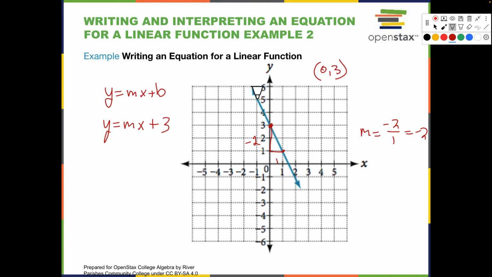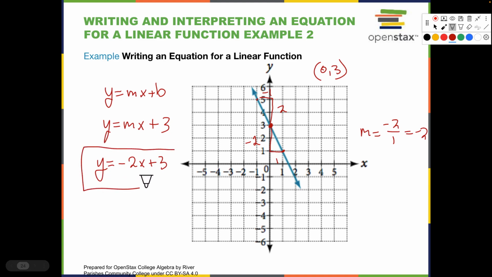We could have chosen any point, and we'd come up with the same thing. We could have chosen this point up here. It went up 2, but then back 1, so it's 2 and -1. You'll see you'll get the same slope. So our equation is y equals -2x plus 3. Okay. So we can just pick off the y-intercept, find the slope by going, how much do I have to rise to get to the next point, how much do I have to run to get to the next point. That gives me my rise over run.